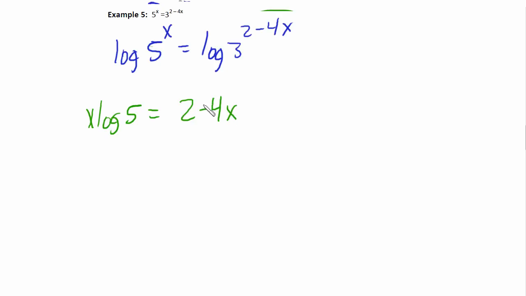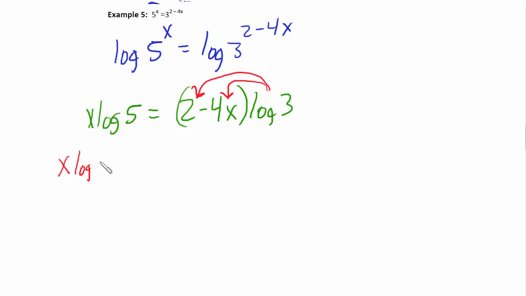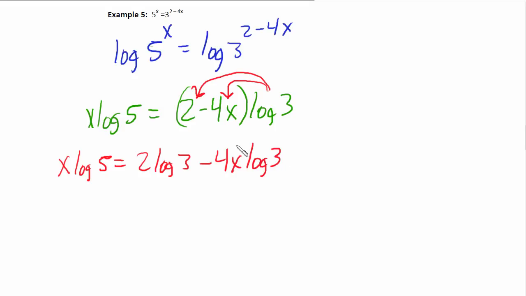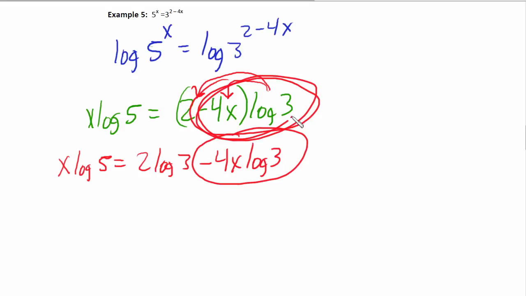Just realize this is a whole quantity times this log base 3 now. You can't just pull the 2 down or just pull the minus 4x down. You have to bring it all together. Now, we discussed in the beginning of the video that this log of 3 is simply a number. It's just a quantity. So I'm allowed algebraically to distribute it inside here, and that's what we're going to do. So x log 5 equals 2 log 3, that's this 2 times this log 3, and then minus 4x log 3. This is this negative 4x times this log 3 right here.